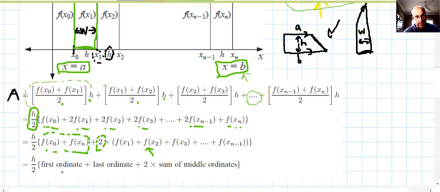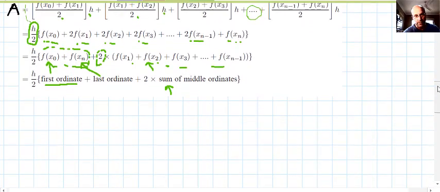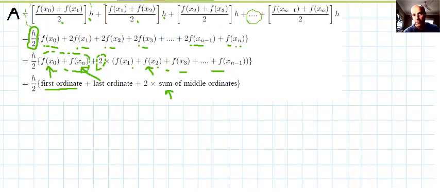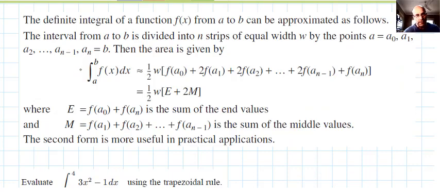multiplied by the first ordinate. The first ordinate is when you sub x naught into the function. The last ordinate is when you sub xn into the function, corresponding there and there. And there's 2 times the sum of all the middle ordinates, so they're all the others in between the first and the last. And we can make that a bit slicker. Let's have a look at the slickened version. Slickened version is here.